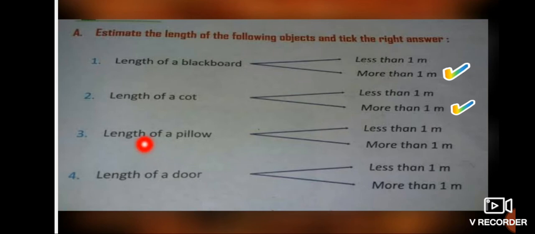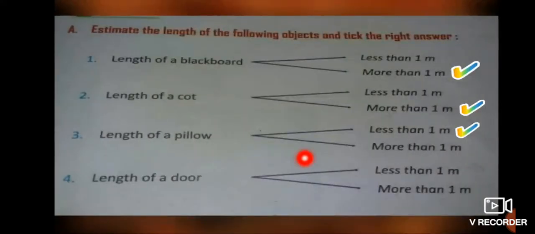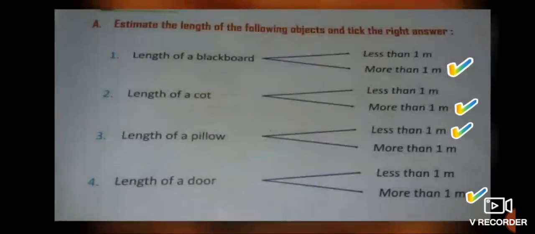The next one, length of a pillow. So pillow is a smaller one, no? So it is definitely less than 1 meter. So we want to put the tick mark in less than 1 meter. And the last, length of a door. The door is a longer one, no? So definitely it is more than 1 meter. So put the tick mark in more than 1 meter.